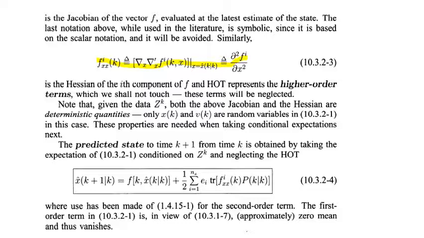Okay, so we all know that this is the Hessian of the ith component of the nonlinear function f. So these actually represent the higher order terms, and these terms will be neglected. Neglecting these terms is going to make this filter a suboptimal filter, because you're now letting go of some useful information here.